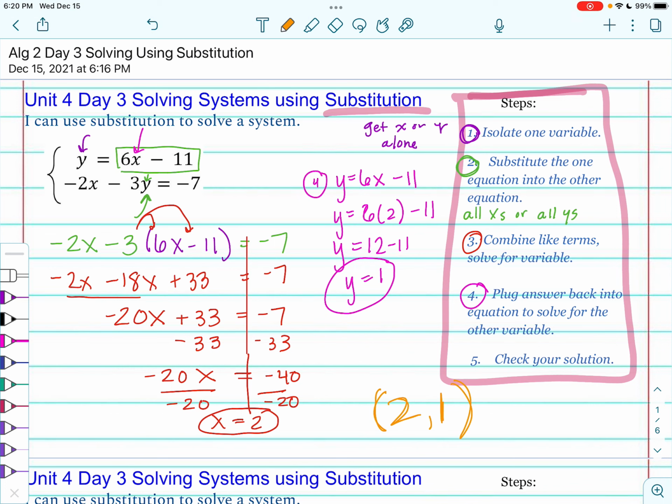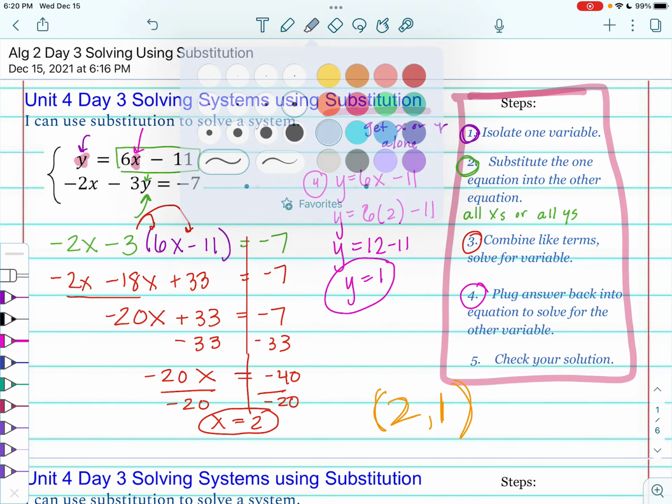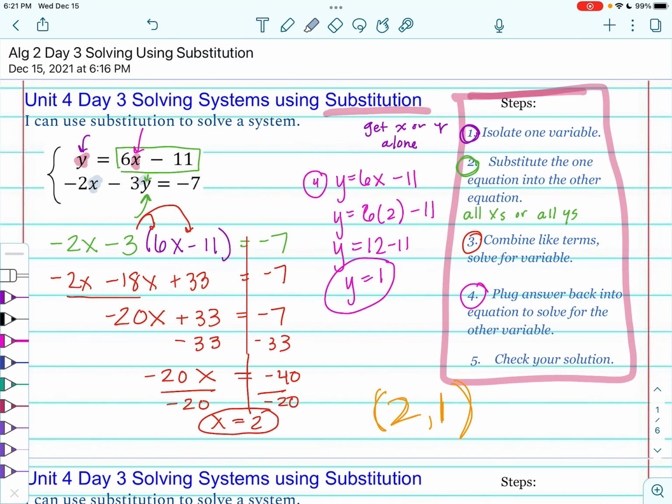Okay, if I plug in 2, do I get 1? 6 times 2 is 12 minus 11, I get 1. And how about the other one? If I plug in 2 and 1 here, I get negative 2 times 2 minus 3 times 1. Does that equal negative 7? I get negative 4 minus 3 equals negative 7. Check. Negative 7 equals negative 7, and it works. If you get something other than what your answer is, you need to go back and check.